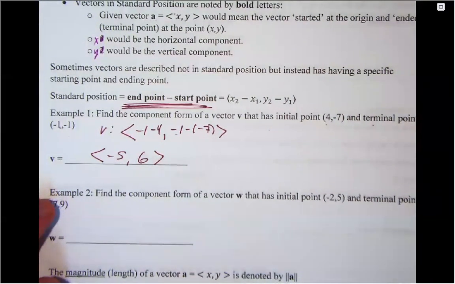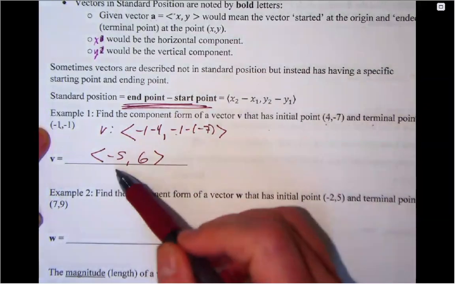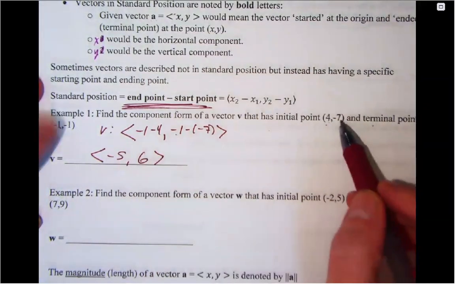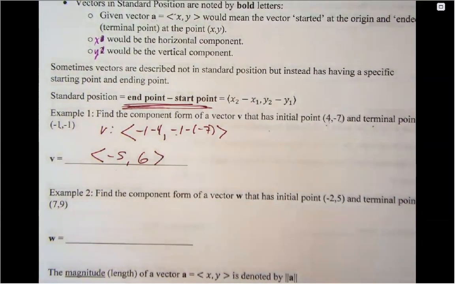Okay, end minus start. The order matters, folks. And I'm going to say that about 100 times today and tomorrow. The order matters, because if you do it backwards, if you do 4 minus -1, you would get +5. And if you do -7 minus -1, you get -6. So the signs will be backwards, and it's obviously not the same vector because it's going in a different direction. So you got to make sure and get the correct order, end minus start.